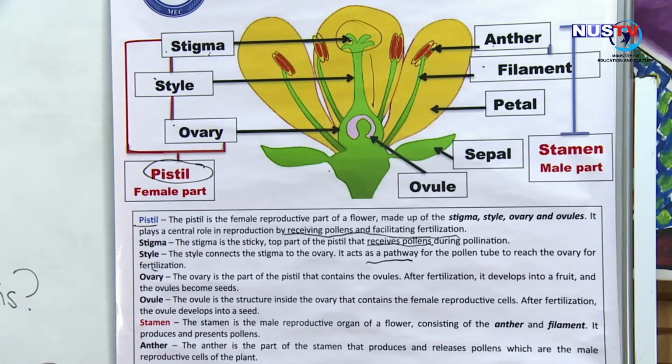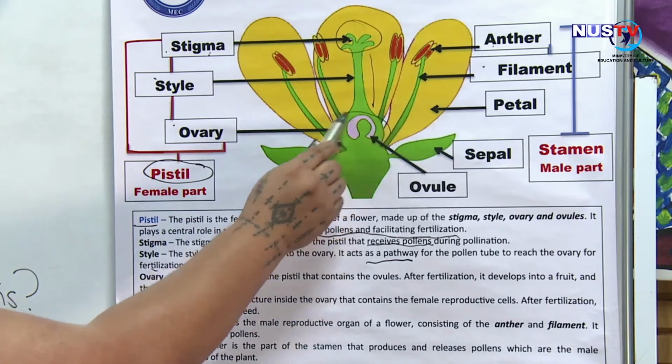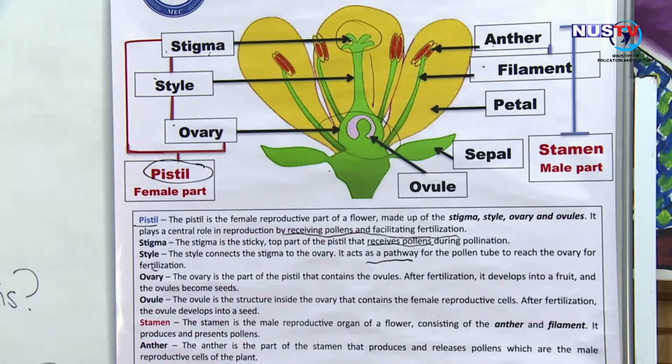The ovary and the ovule, so this is the bottom part. The ovary is a part of the pistil that contains the ovules. After fertilization, it develops into a fruit, and the ovules become the seed. So always remember, the ovary becomes the fruit, and the ovules become the seed.